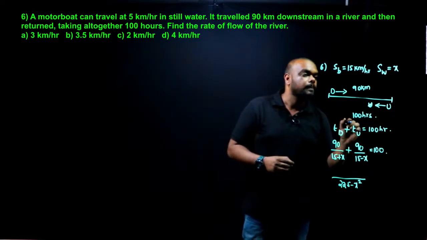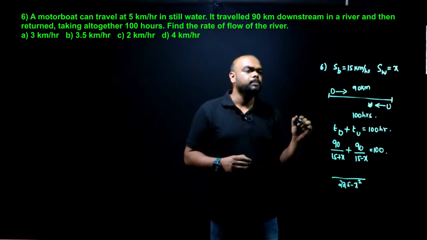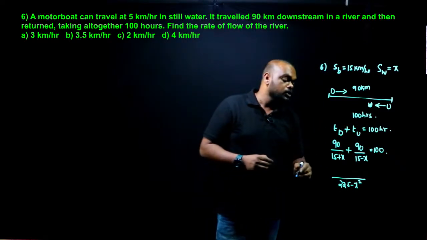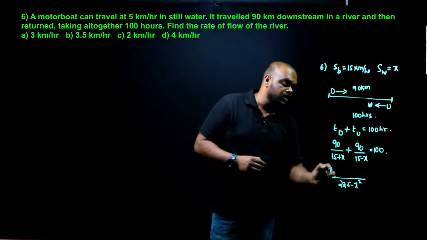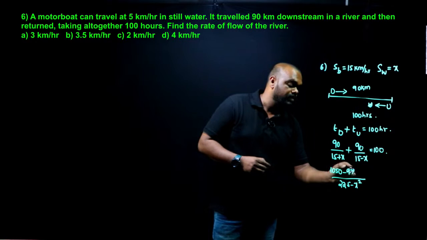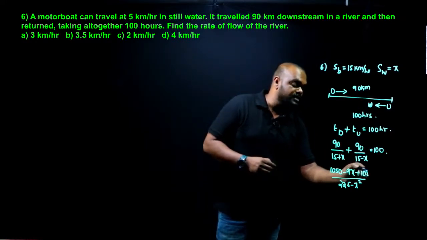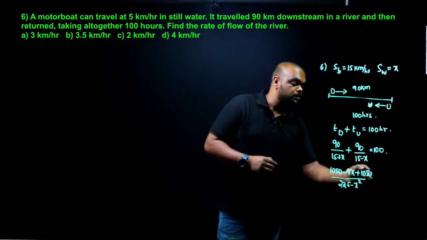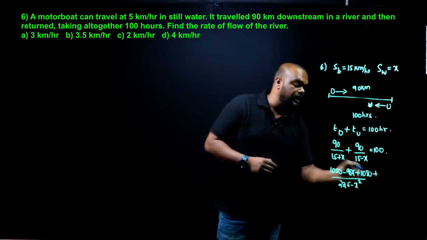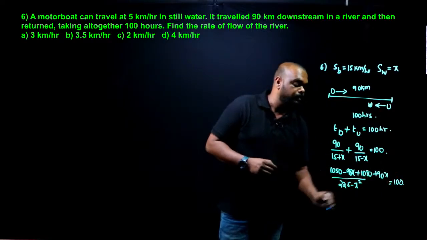Distance is right? Okay, Sri Lakshmi already says the answer. Let us see. 90, yeah, perfect. So, what do we get? 1050 minus 90x plus 90 into 15 again 1050. Again this plus, this is 90 into x, 90x. All together this should be equal to 100.